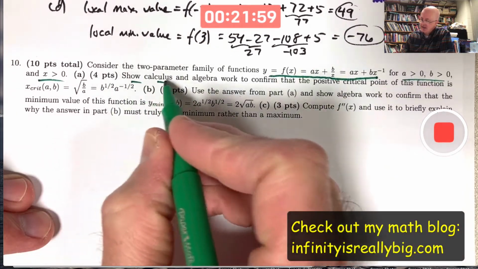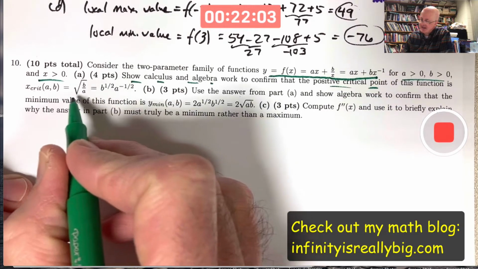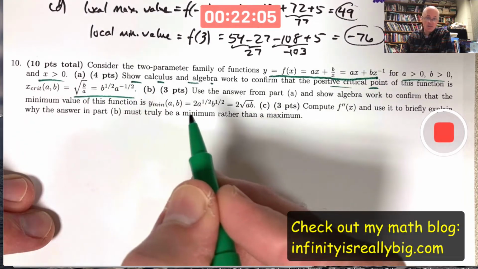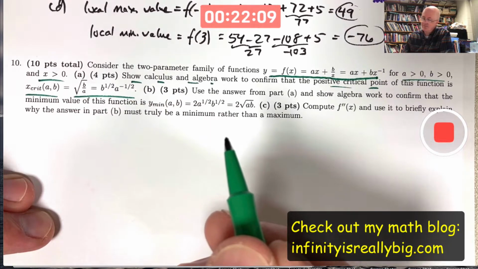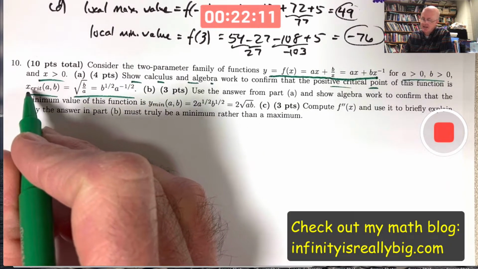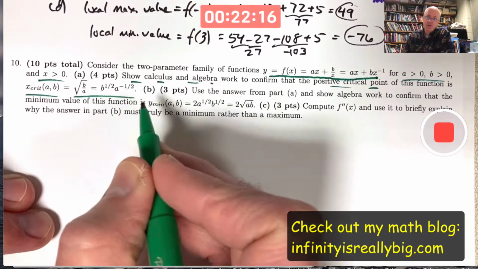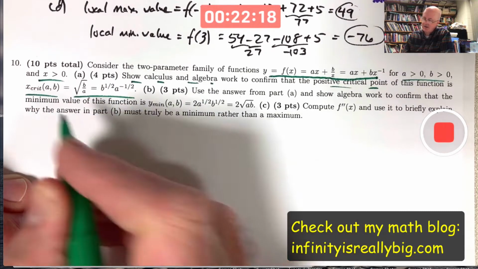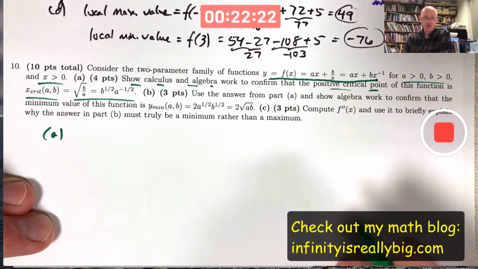Part A, show calculus and algebra work to confirm the positive critical point of this function is at this value of x. It depends on a and b. And so you can even think of it as a function of a and b. I use this kind of notation, x sub crit of a and b. This is the x coordinate of the positive critical point. Okay. Well, how do you do that? Just same as the previous problem, just take the derivative, set it equal to 0, solve for x.